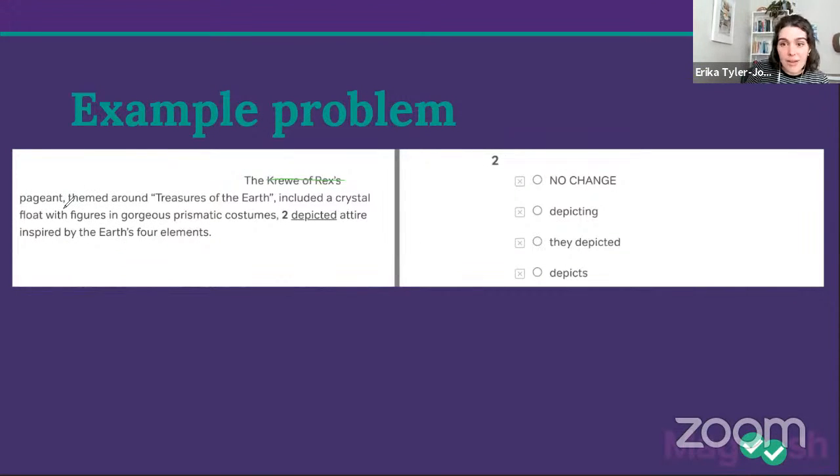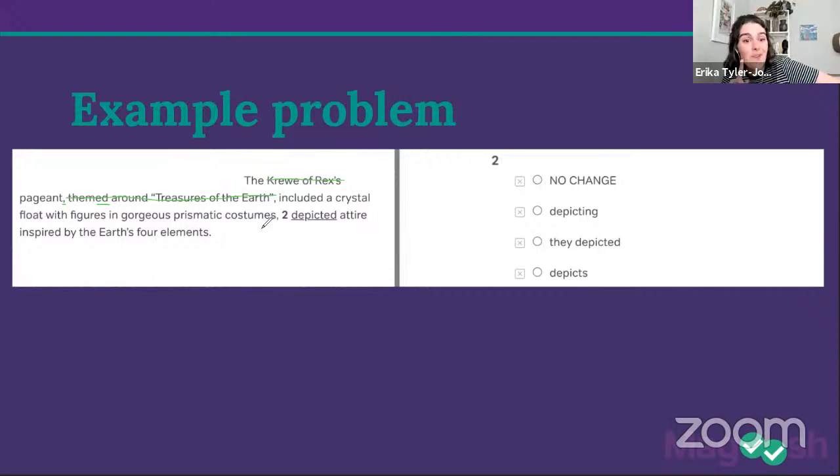So we've got a comma and then an ED. Clues that maybe this is a modifier. Now let's confirm, because especially with ing and ed, we need to be careful. Is this describing or is this a verb? Themed around treasures of the earth describes pageant. The pageant is themed around treasures of the earth. This is descriptive. If I cut out up until the comma, which is what we do with modifiers, we cut what's between commas, we end up with the pageant included. Noun, verb, love it, love to cut that.